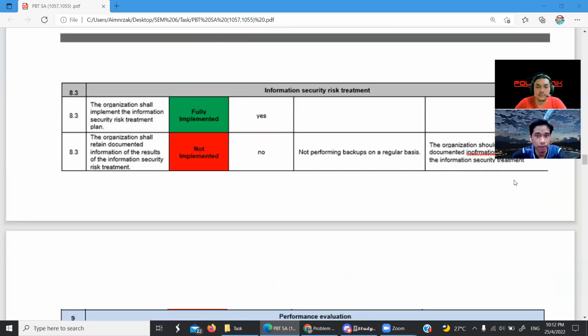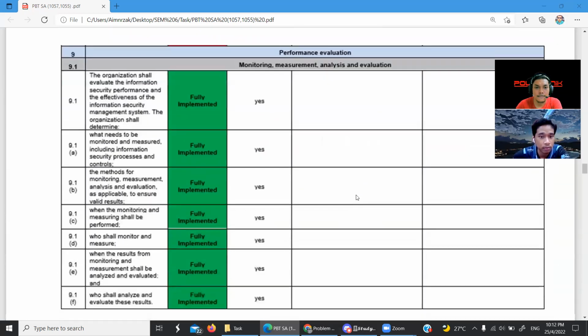Next is 8.3, information security risk treatment. So the organization shall implement the information security risk treatment plan. So the status is fully implemented and the other one is not implemented. So the next one is number 9, performance evaluation. From 9.1A to 9.1F, it all has fully implemented and has a record.